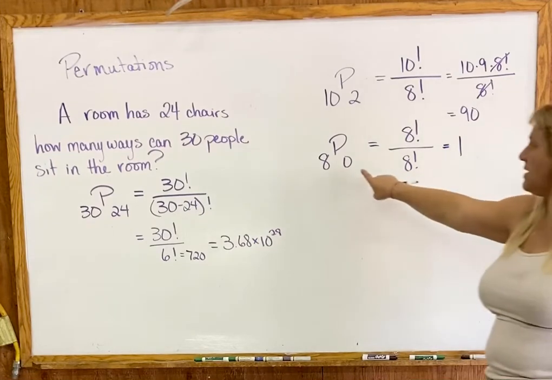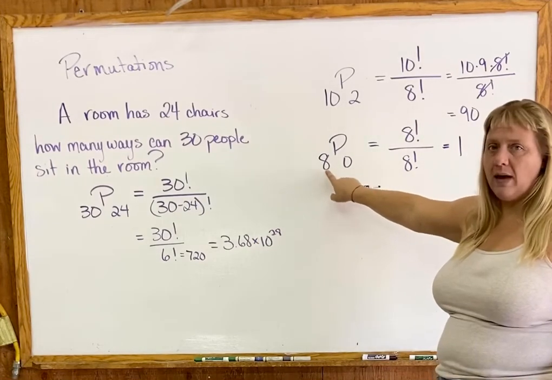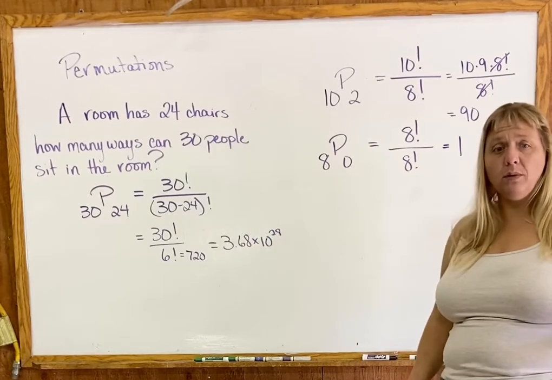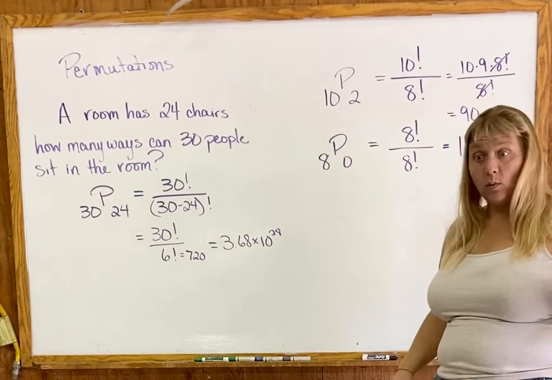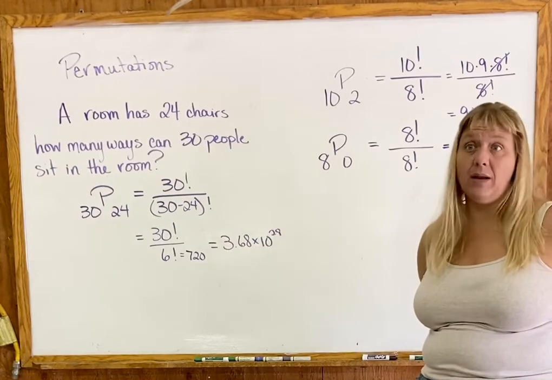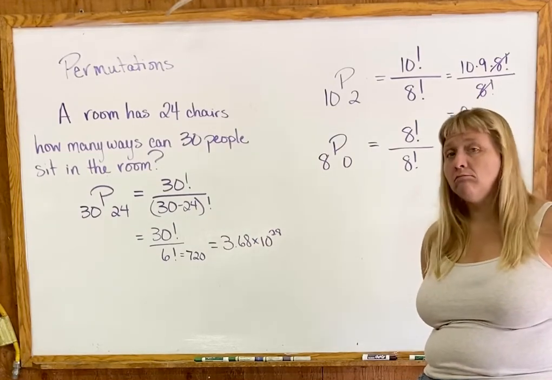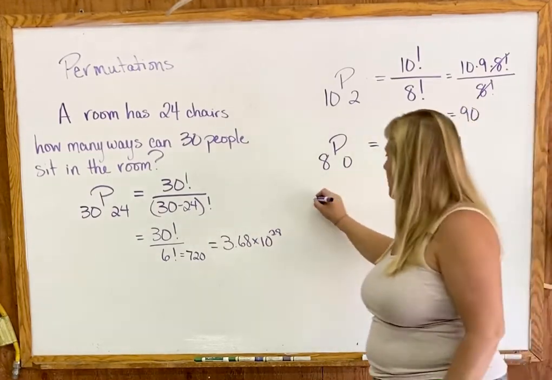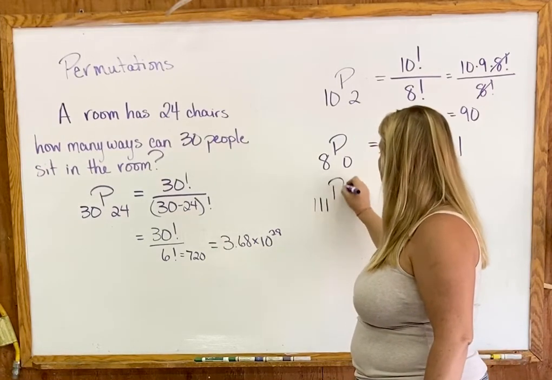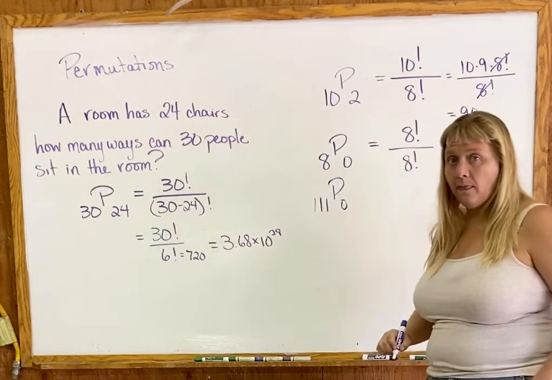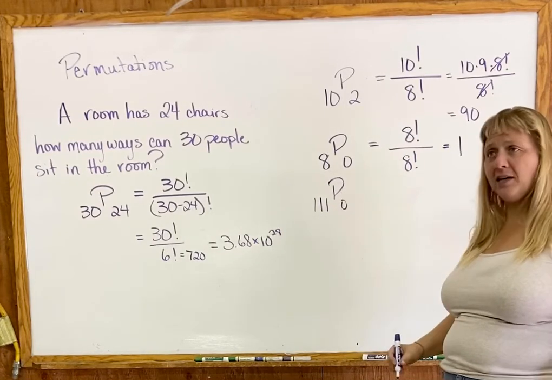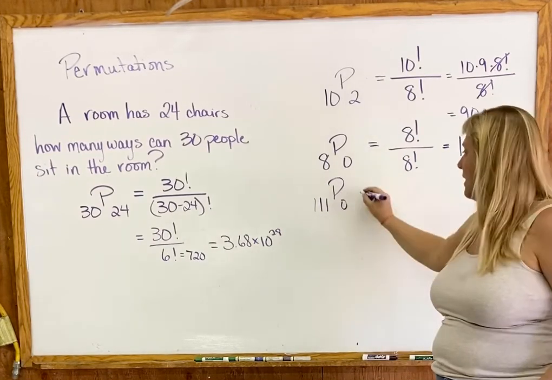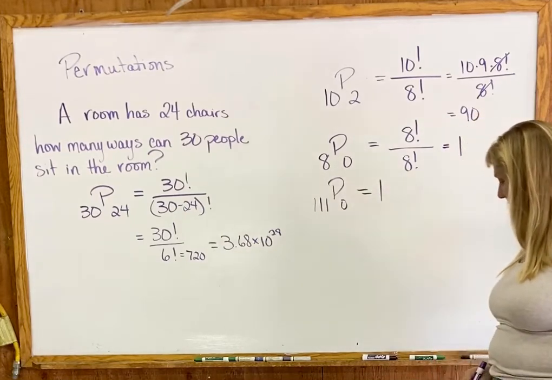So if there's a 0, no matter what this number is here, 8 permute 0, if you want to permute 0 or choose nobody, there's one way to do that. You just stand here and you don't pick anybody. So there's one way to do that. So if I had like 111 permute 0, does it matter that it's 111? Nope, you just stand here and say, I'm not doing anything. There's one way to do that.